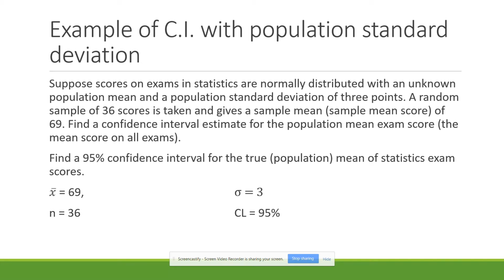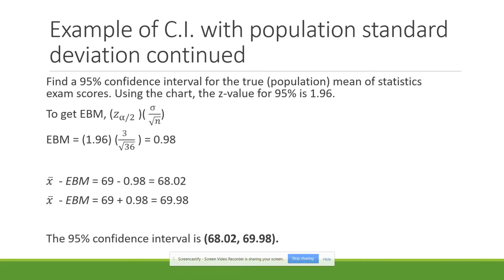So I know my sample mean is 69. I know my sample size is 36. My population standard deviation is 3, and my confidence level is 95%. I have everything I need to solve this by hand. So what I can do is, I know I'm looking for a 95% confidence interval, so I can go back to the chart that was in this PowerPoint previously and find the value of 1.96.